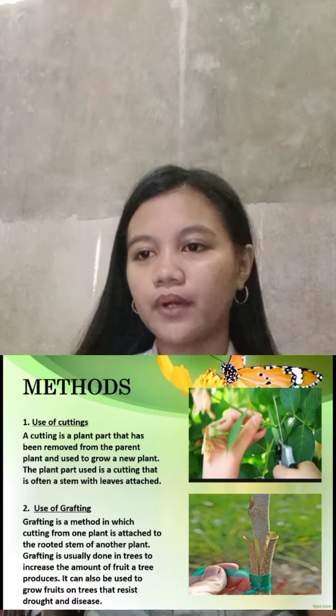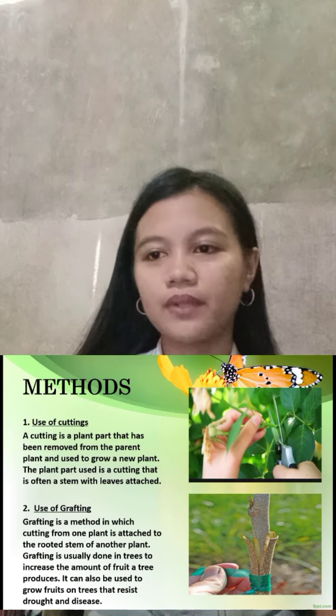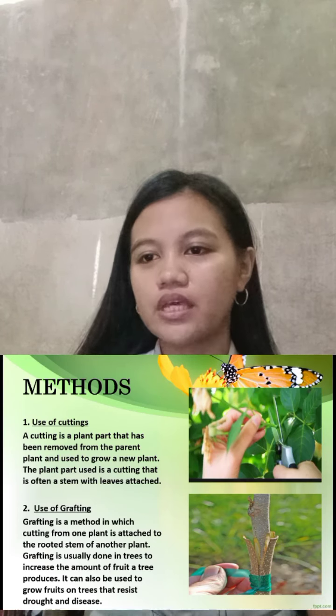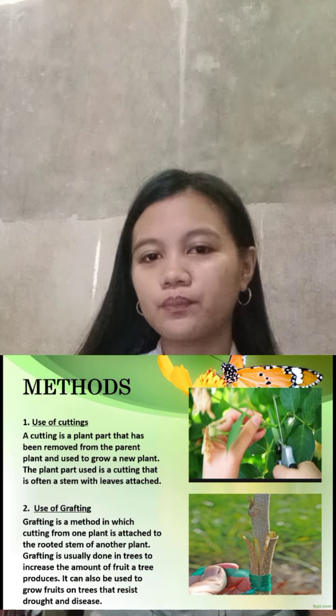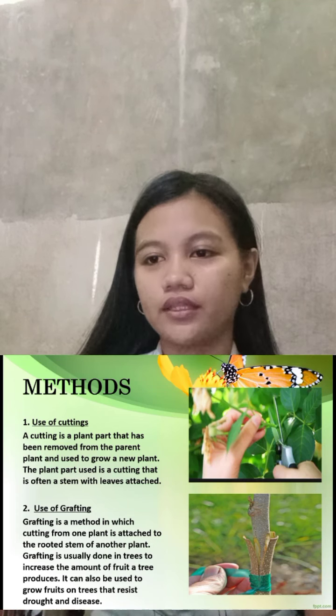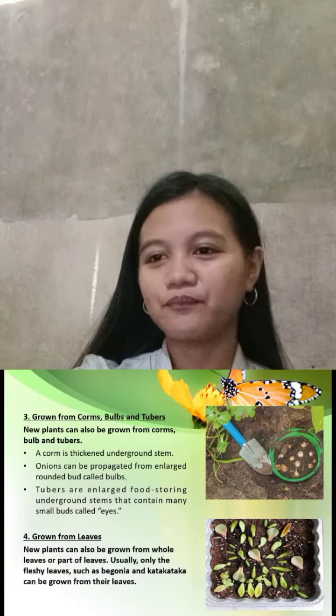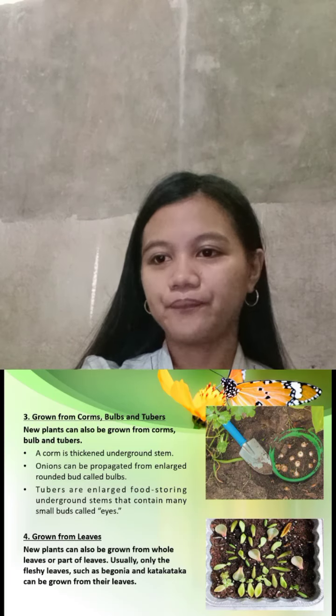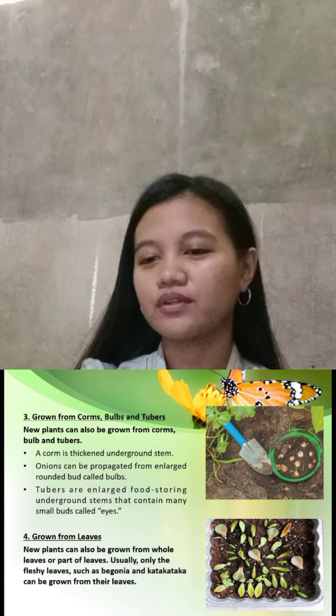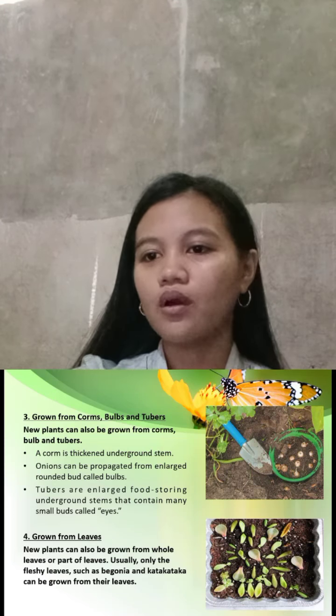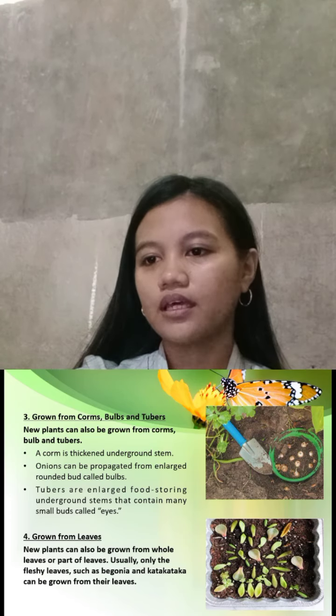And in asexual reproduction, there are 4 methods also. First is the use of cuttings, wherein it's a plant part that has been removed from the parent plant and used to grow a new plant. And when we say grafting, it is a method in which a cutting from one plant is attached to the rooted stem of another plant. Next is growing from corms, bulbs, and tubers. And for the last method of asexual reproduction in plants, there is growing from leaves, wherein a new plant can be grown from a whole leaf or part of a leaf. It is usually fleshy leaves like katakataka that can be grown from their leaves.